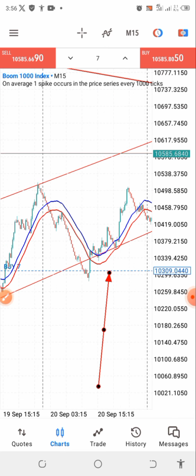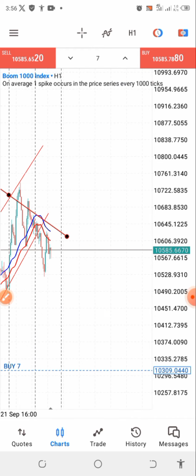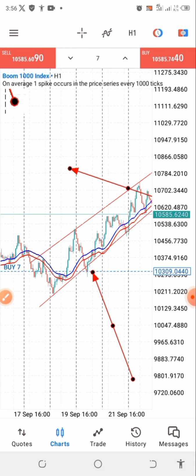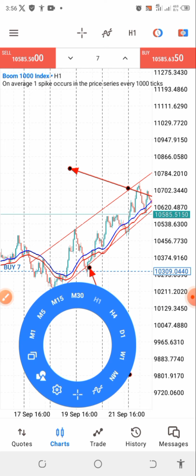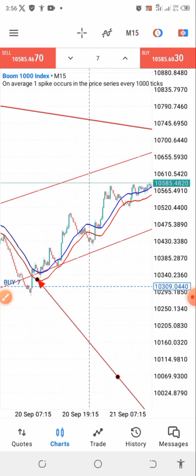Okay, so that's how you guys are going to make use of the strategy. I hope you guys understand what I'm saying. So for now, for a buy trade, you don't need the price to go above the envelope, and then you need to switch to your 15-minute time frame. That is where you can see a better trade.